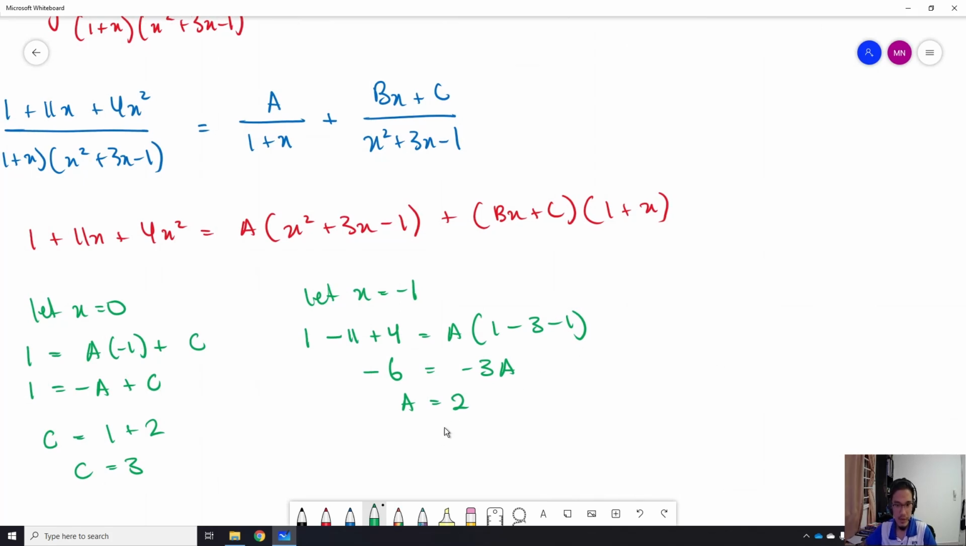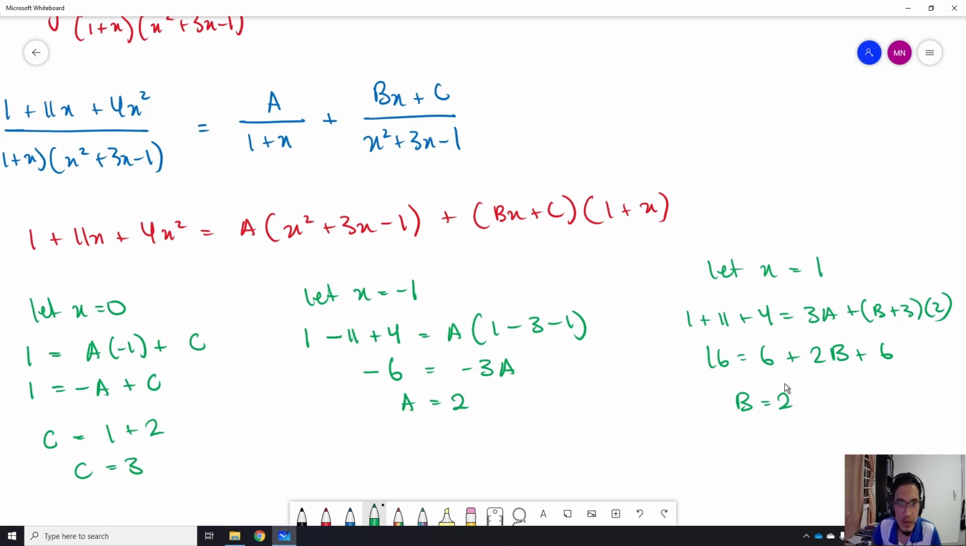So now we need to find the value of b. To find the value of b, we let x equal to 1. So we have 1 plus 11 plus 4 equal to 3a plus b plus 3 bracket 2. So 16 equal to 6 plus 2b plus 6. So from here we have b is equal to 2. So now we have the value of a, b and c.